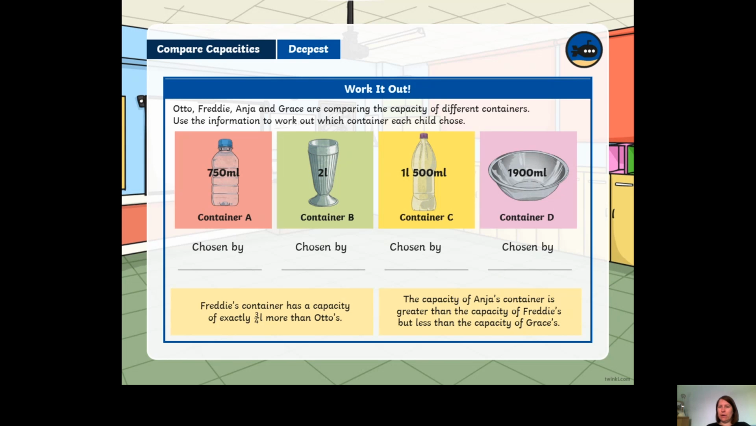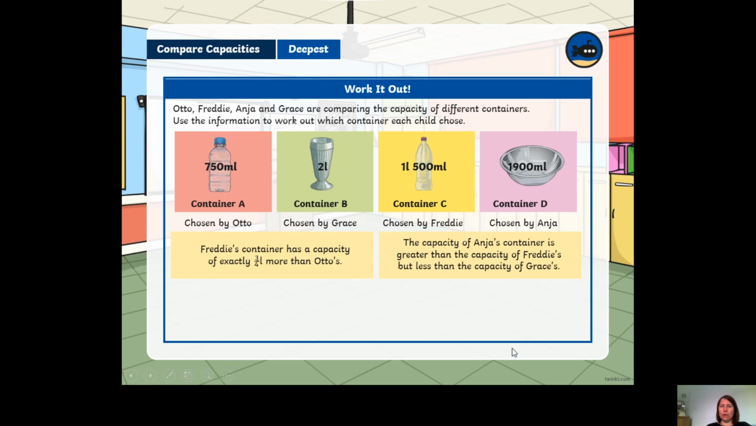Then the next one down must be Anya. And then Freddie, and so Otto must have this one, and then we can double check. So 750 add 750 is the same as 1500. Okay, let's see if we're right. Otto, Grace, Freddie, Anya. Yes.